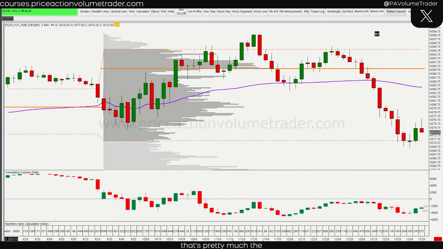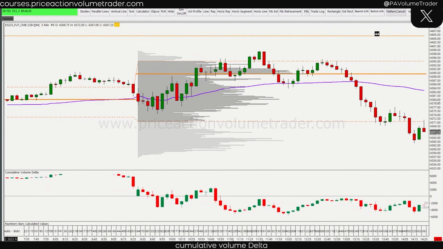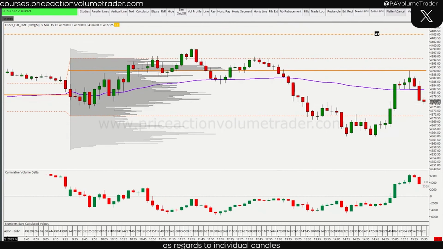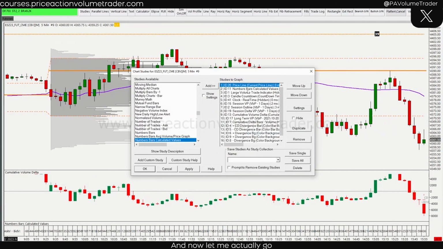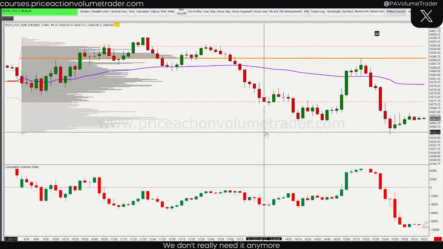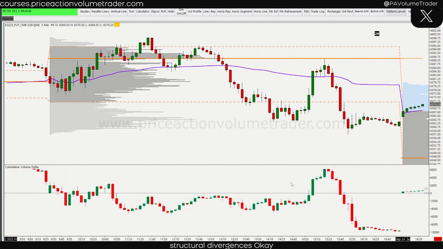Okay, so that's pretty much the basic overview of the cumulative volume delta as regards individual candles. And now let me actually go and remove these numbers from the bottom. We don't really need it anymore. And now we're going to look at just basic structural divergences.